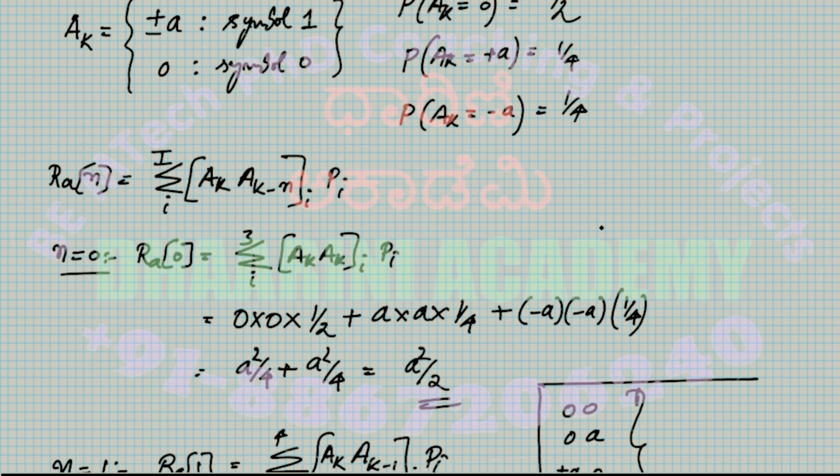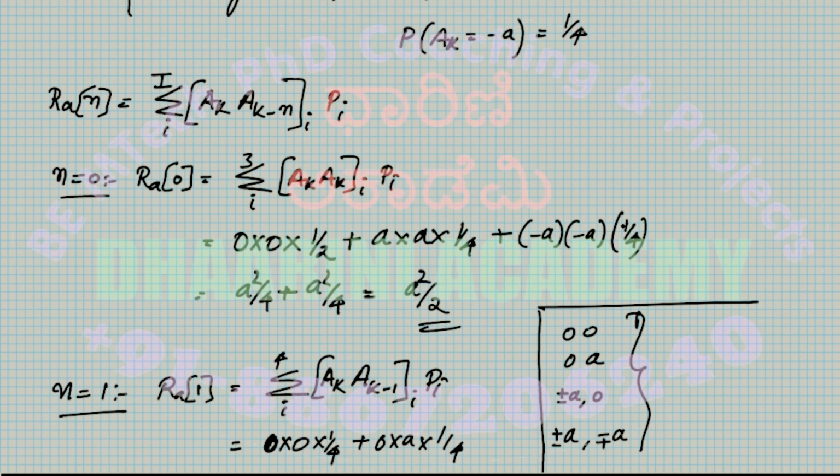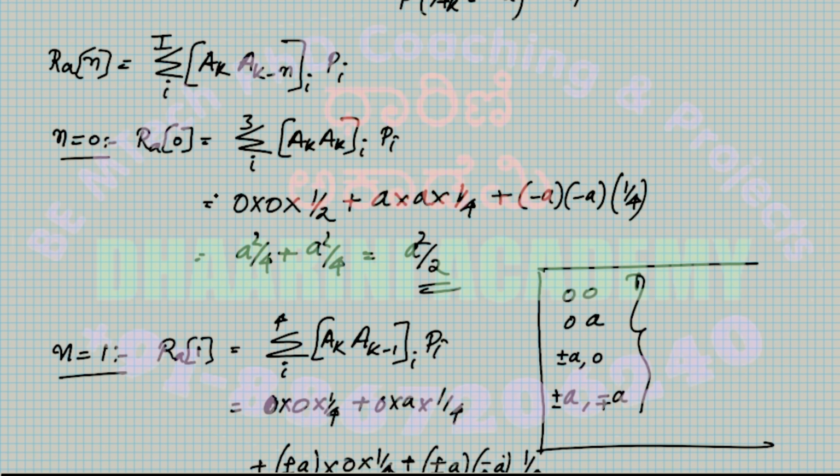Anyway, so we defined A_k as plus or minus A for symbol 1, and 0 for symbol 0. Now directly go to the calculation of R_A of n. So first we'll do n equal to 0, right? What are the chances you have? Only 3 chances now, because you can have 0, 0, A, minus A among this, right? So you substitute their values: A squared into 1 by 4, minus A, 1 by 4, you get A squared by 2. That is when n is equal to 0.